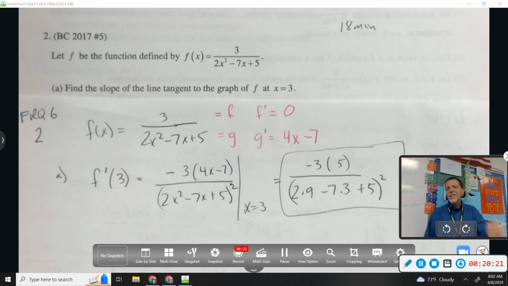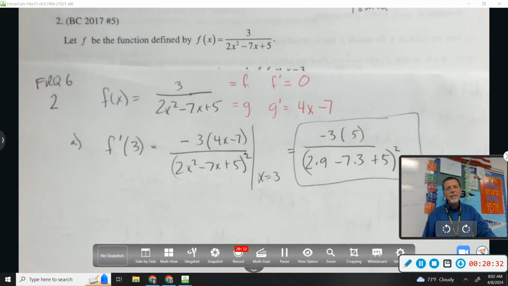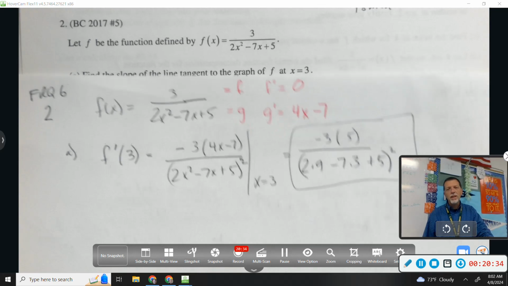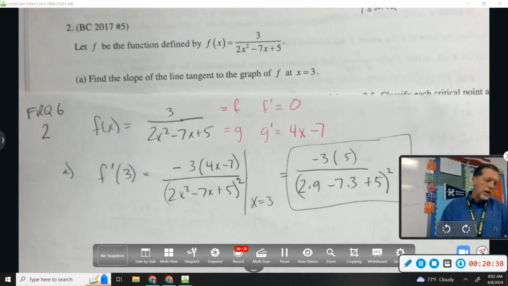If I was going to need that later, I would probably simplify that rather than safe stop it, but that's what they asked for, so I'm going to be done. Again, if I need it later, then I'll probably do some more evaluating and get a cleaner answer. But I'm stopping there for part A.